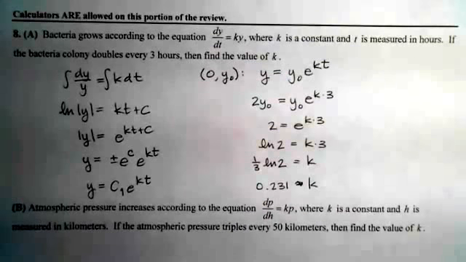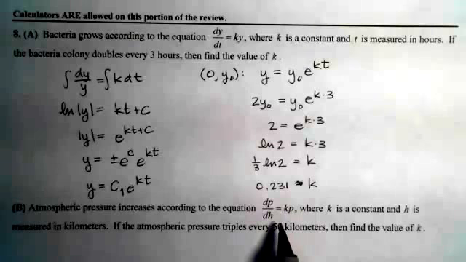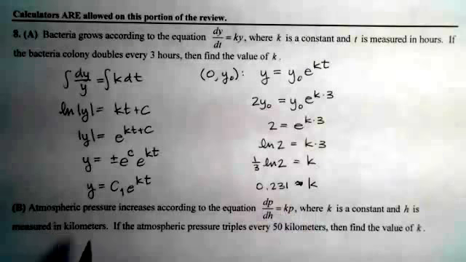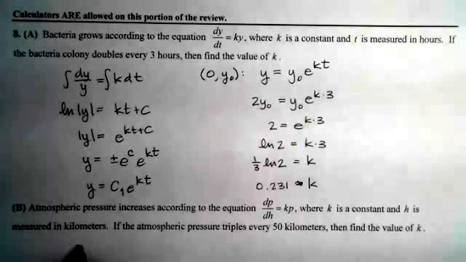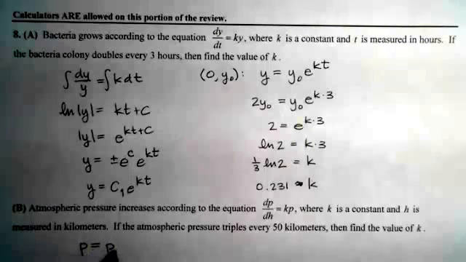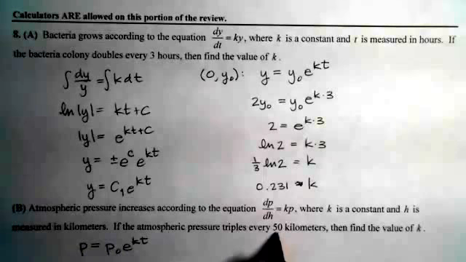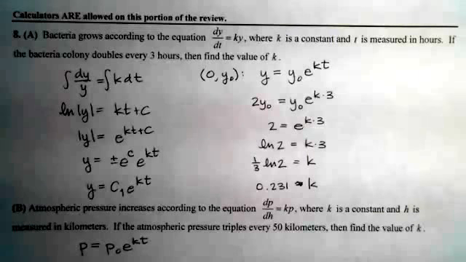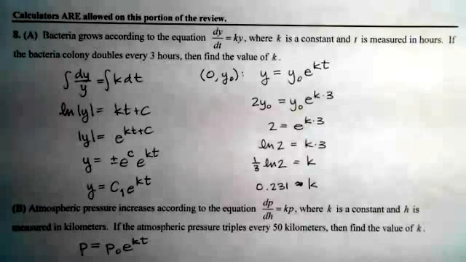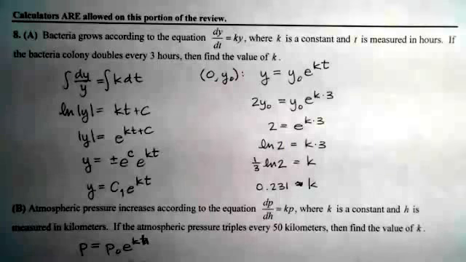So let's look at part B, and this time we're going to shortcut to the solution. The solution to this exponential form, this exponential growth, will look like P equals P initial e to the kt. And we are told the atmospheric pressure triples every 50 kilometers. So that means I'll start with an initial pressure, I will triple it. I guess this should be an H, not a t, when I've gone 50 kilometers.